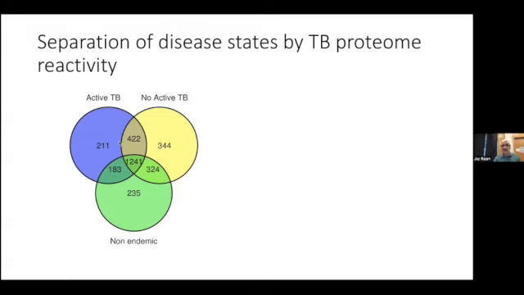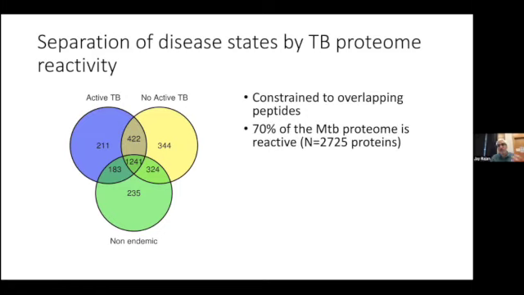Probably, and I think this figure is instructive because it explains one of the big difficulties in TB, which is maybe one of the reasons that serological testing may not perform that well: probably a lot of the MTB proteome is reactive in people who do not have TB. One of the things I did to make this particular analysis extra conservative was to constrain it to overlapping peptides. So I didn't consider anything a hit if I didn't have two overlapping peptides in a given individual. Using this approach, we found about 70% of the MTB proteome was reactive.